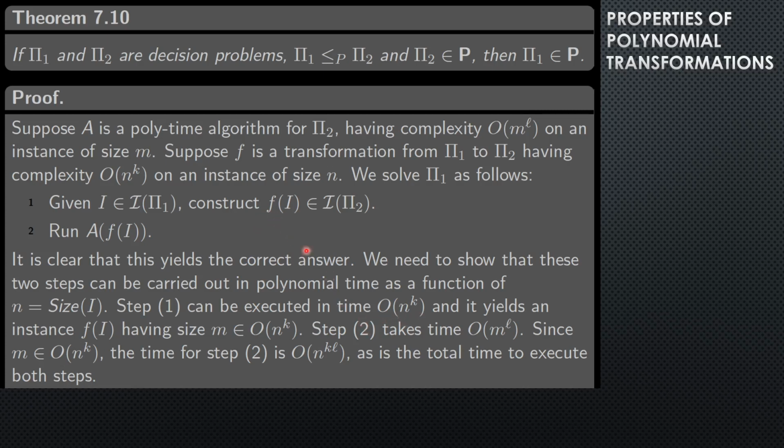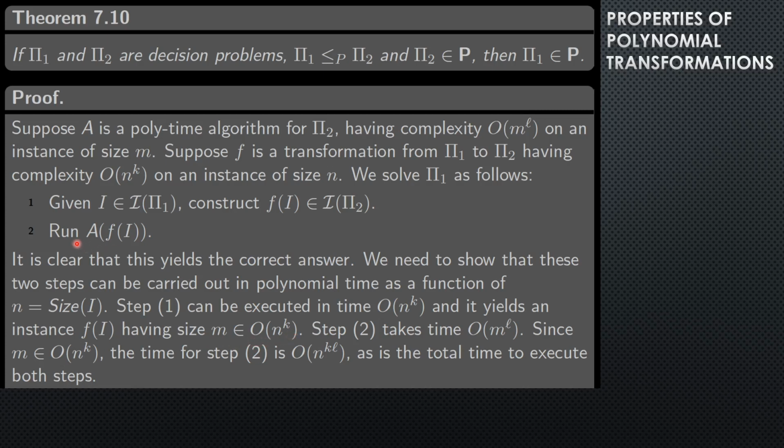If that whole function takes order n to the k time to run, then we know that it can't output asymptotically more than order n to the k bits in that time. So that means the size of the actual instance of problem 2 that it produces has size at most order n to the k. We'll call that m. M, the size of the transformed instance of problem 2, is order n to the k.